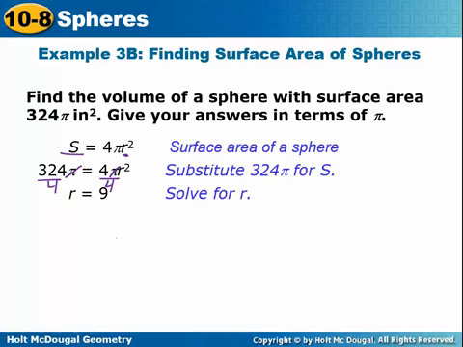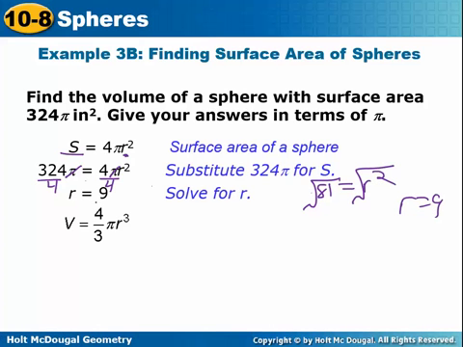I think they skipped a couple steps there. So if you take 324 on your calculator, divide by 4, you get 81. So 81 is equal to r squared, and then they took the square root of both sides to get r equals 9. That's how they got r.